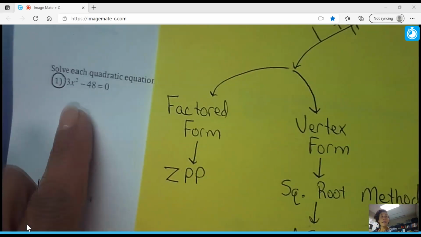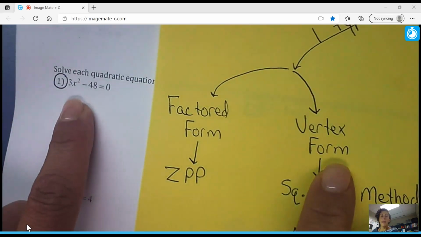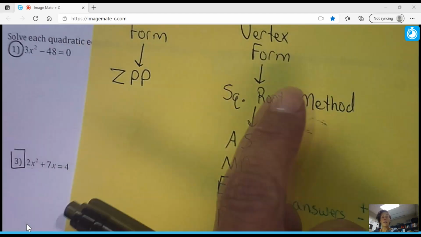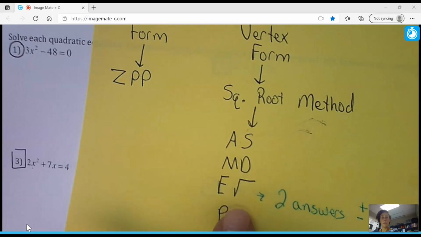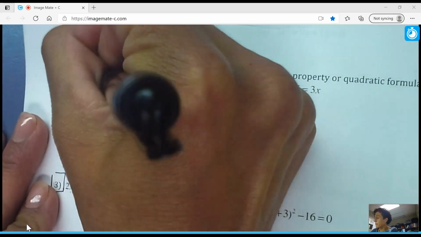So first of all, is this in factored form? It's not. It's actually in vertex form. You're just missing the parentheses of the vertex form. But either way, what I can then do is the square root method. And so I'm going to draw my wall, and I'm just going to work backwards in my order of operations. So let me get my wall drawn.